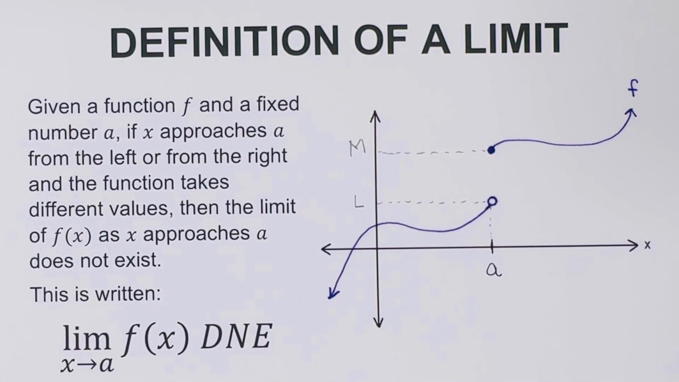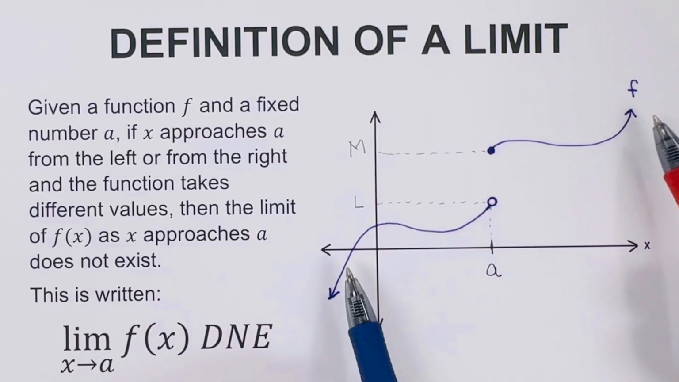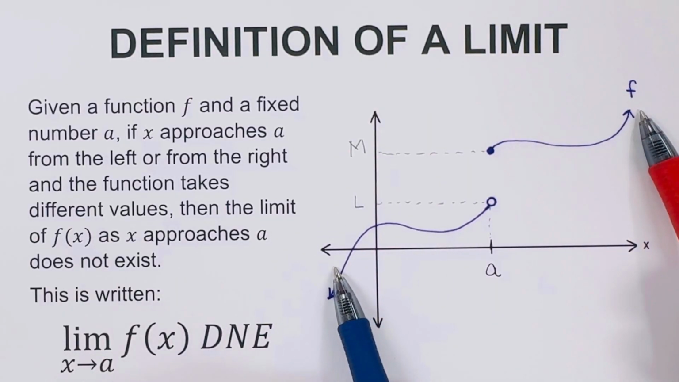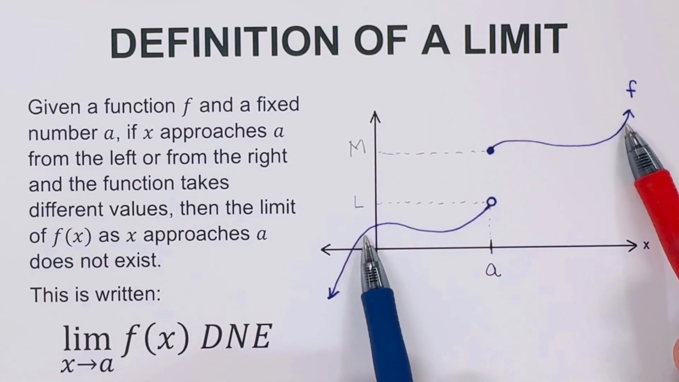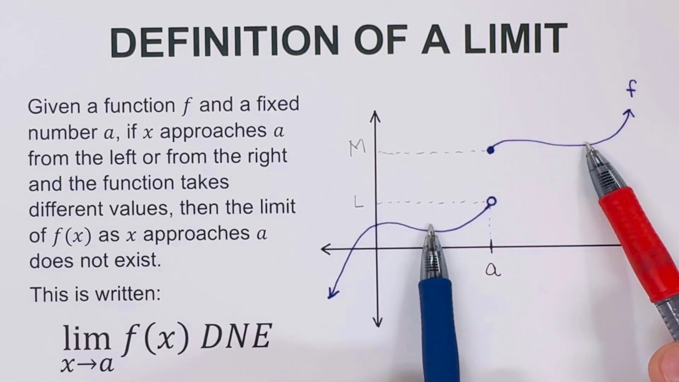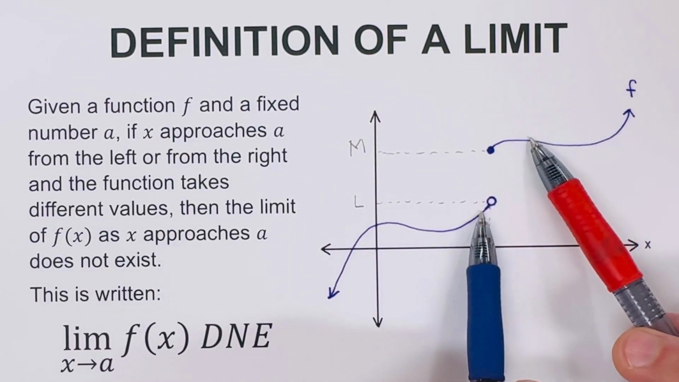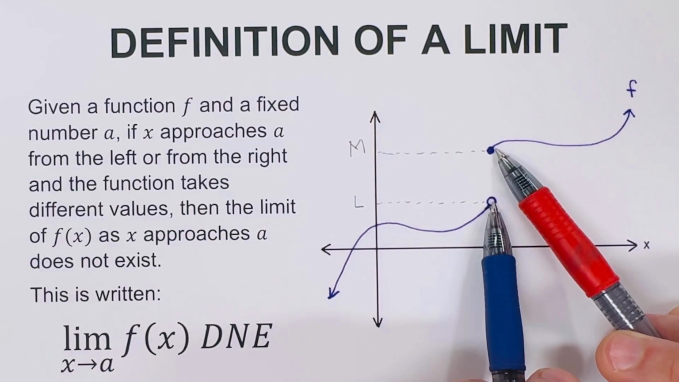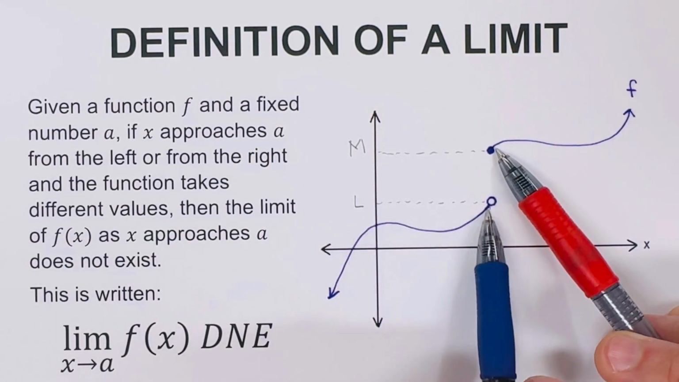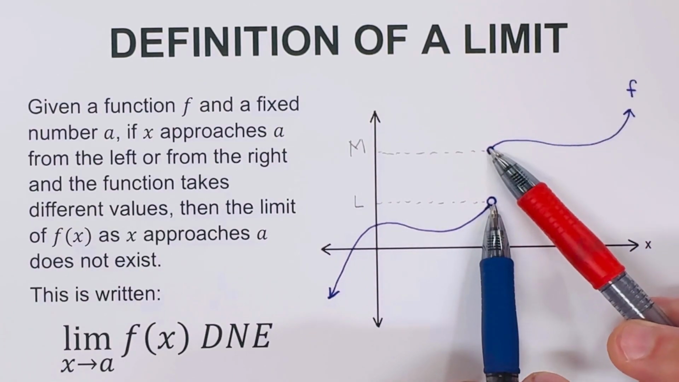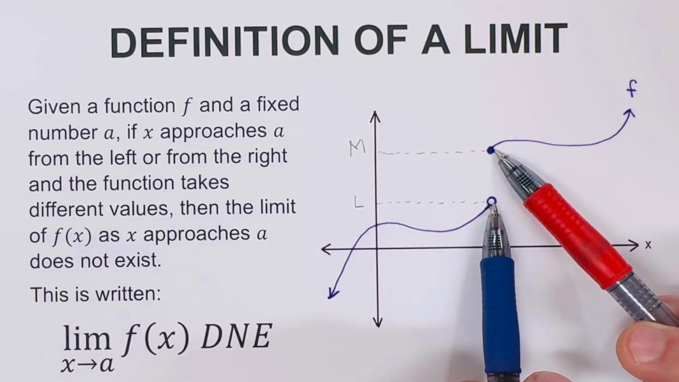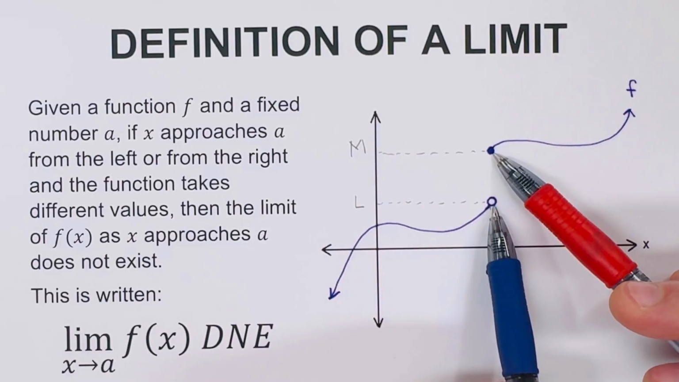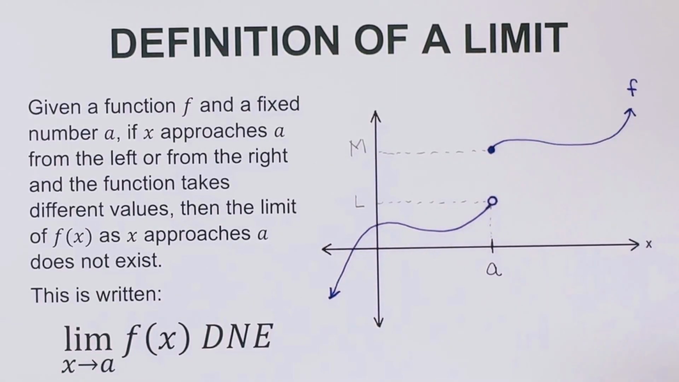So the other way to say this is that if we trace the graph from the left and from the right, and they apparently end up at a different value, in this case, the one coming from the left ends up on L, and the one coming from the right ends up on M. Since they don't apparently end up at the same value, then the limit does not exist. Now let's look at this definition from a different perspective.